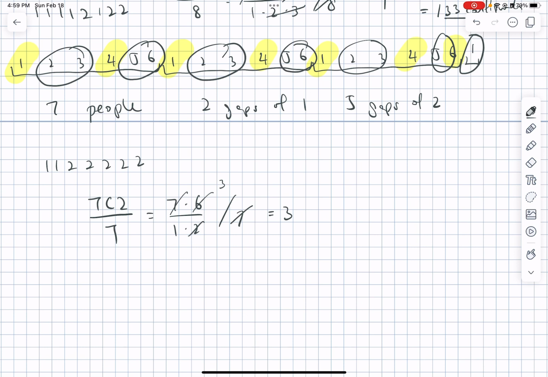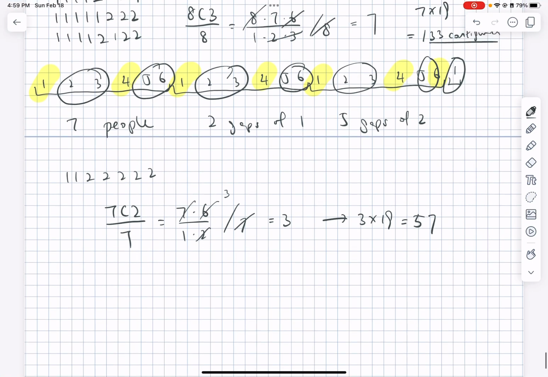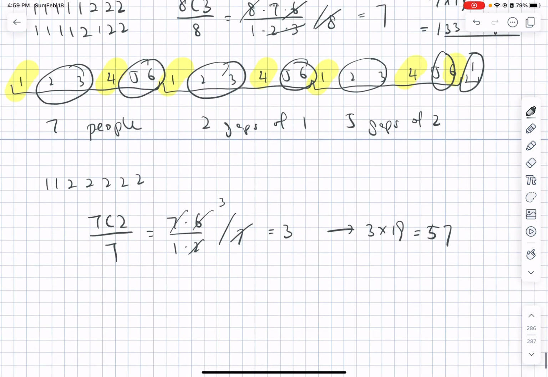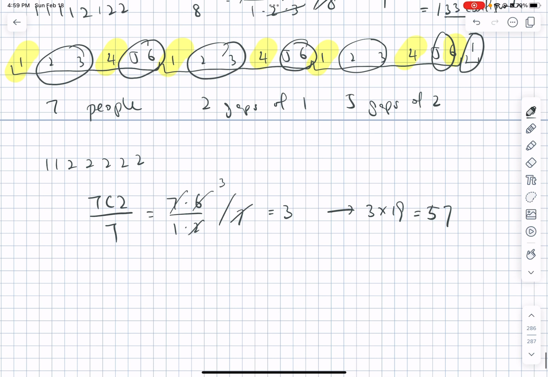And for every configuration, we can rotate the people around 19 times, because we can choose the starting point and then rotate them clockwise 19 times. So in our answer, this is going to be 3 times 19, which is equal to 57. And this is the minimum number of people we can seat, because we can't have any more gaps of 2, and we can't have any gaps of 3 at all.